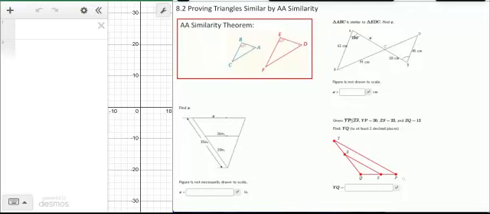The first is the AA similarity pattern, which is abbreviated AA similarity. And so if this is the case, all you need to do is see that 2 pairs of corresponding angles are equal. If that's the case, then you know that the triangles are similar. So 2 triangles are similar if they have 2 pair of angles that are congruent.